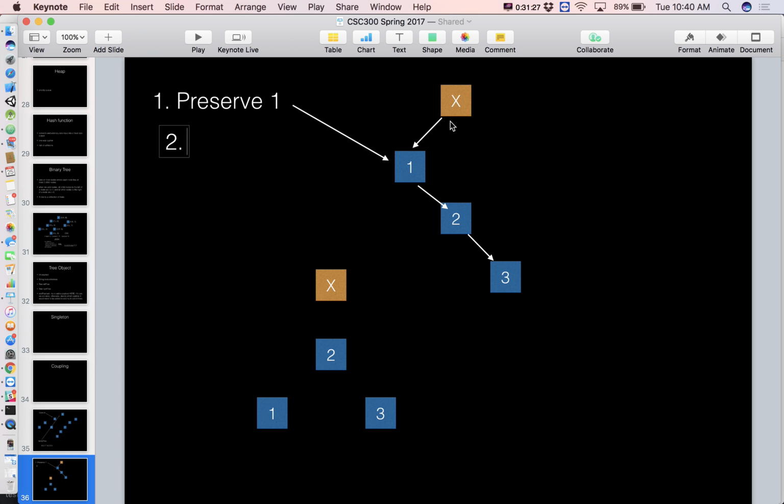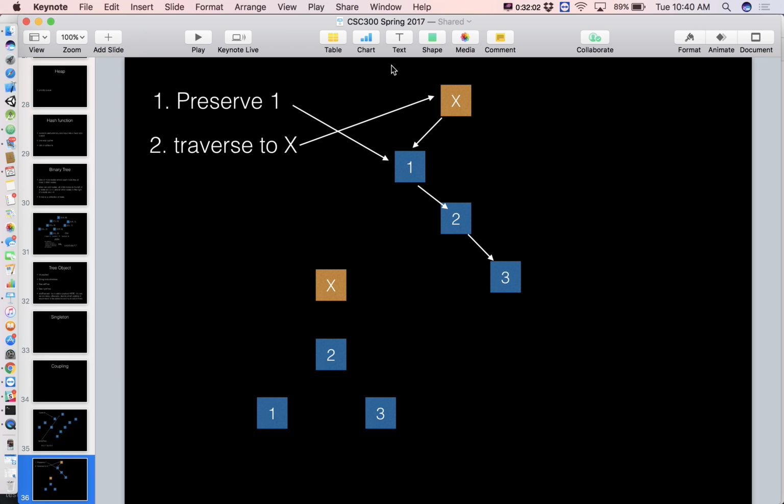Okay, so we're going to need access to this guy, right? We're going to need to traverse to X before we can even start preserving stuff. So it doesn't matter. We can preserve the one first if we wanted to. Those things aren't dependent on each other. So we're going to say traverse to X. Ultimately we're going to get a pointer that points at X.